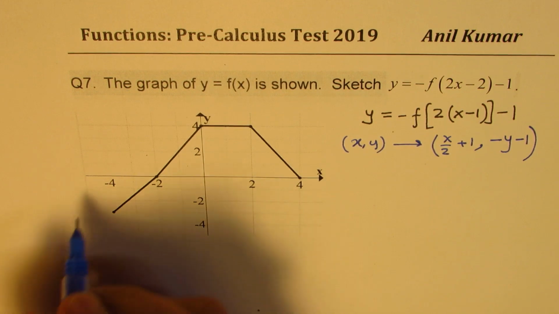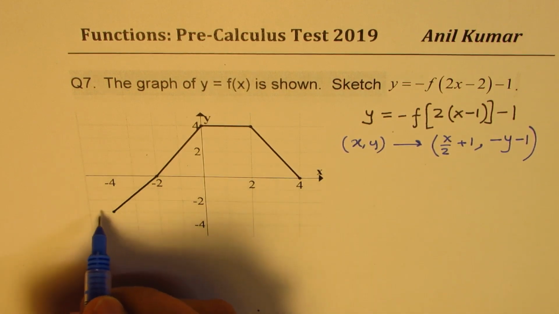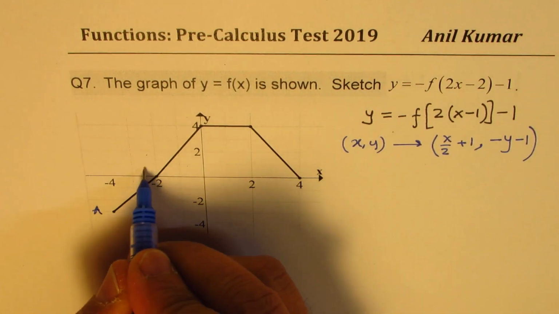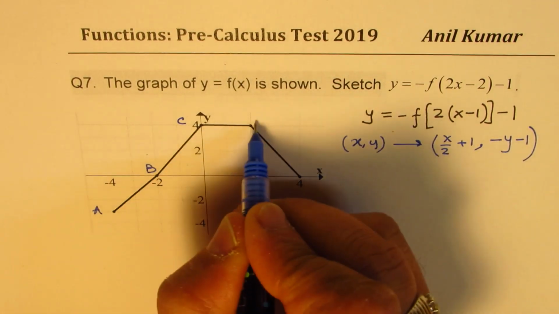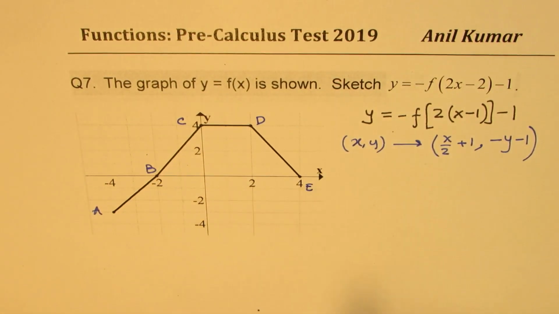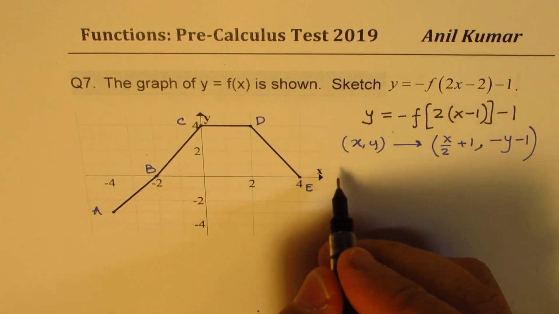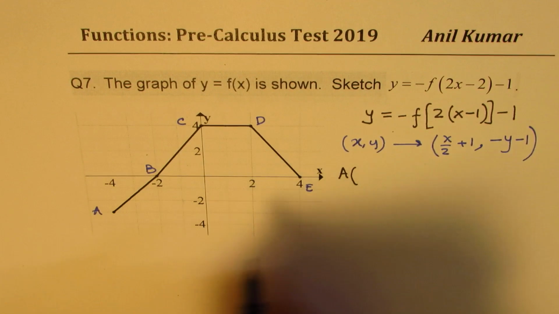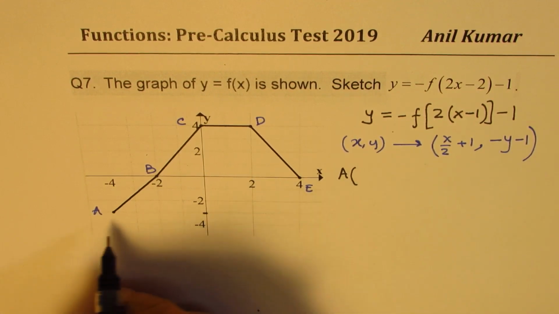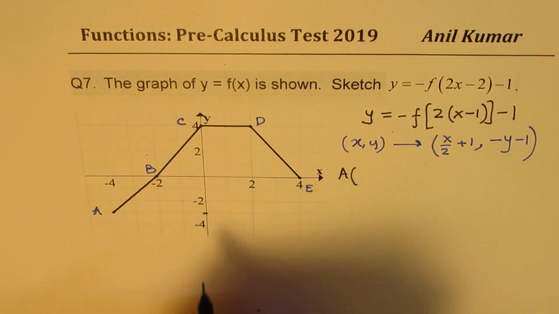So let's mark these points here. We have, let's call this A, this is our B, C, D, and E. So I'll write down these points. So A is minus 4. In this case, it seems to be minus 4, minus 3.